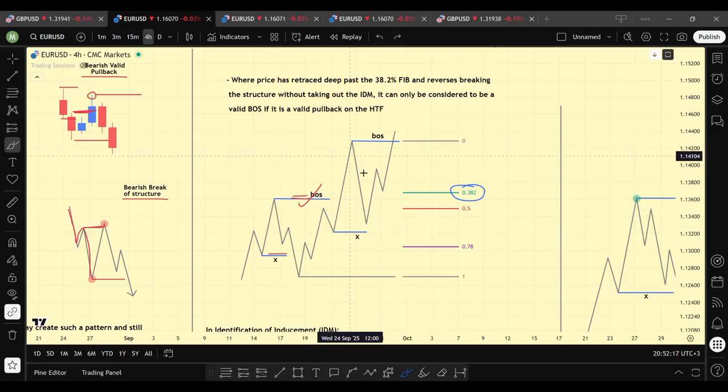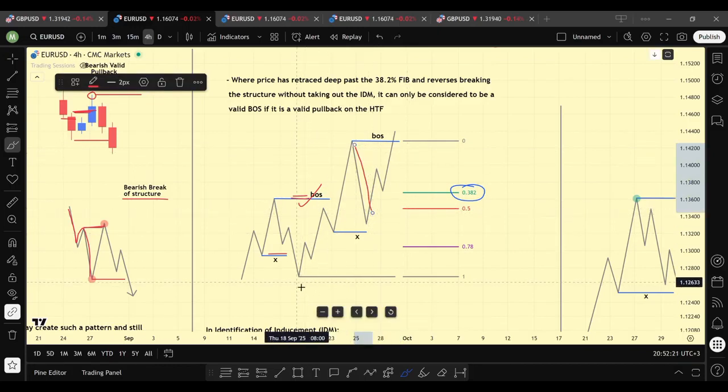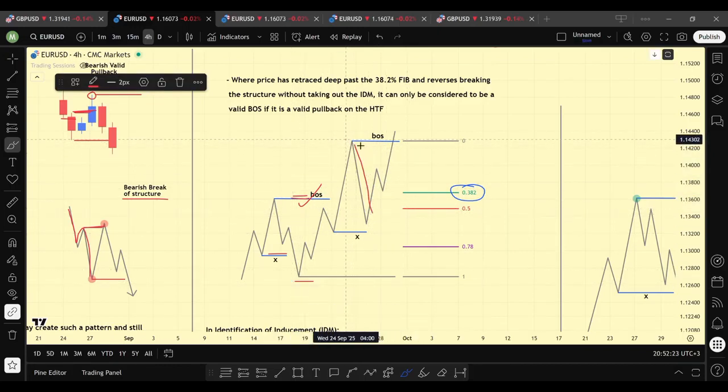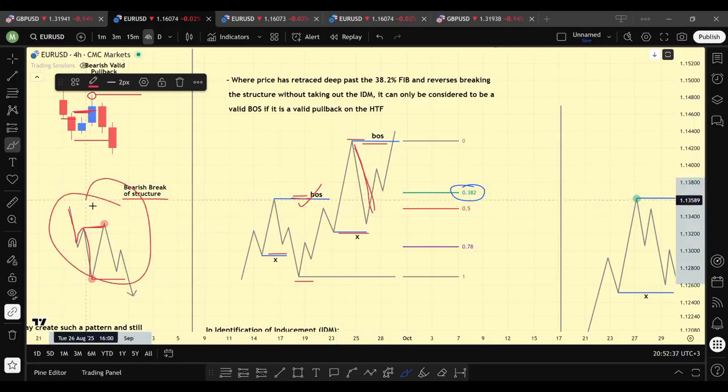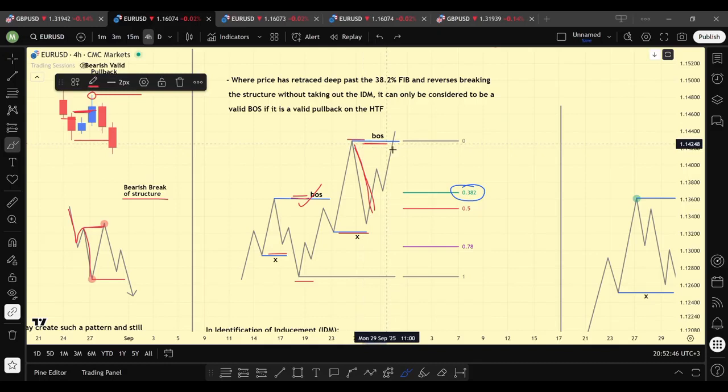Let's say in this case, you can clearly see that this retracement was very deep inside our trading range, and price reversed back, breaking the structure, but this one here was not taken out. So this means that our pattern, in a bullish scenario, is not yet met. So how can we confirm whether this is a valid break of structure or just an invalid break of structure?